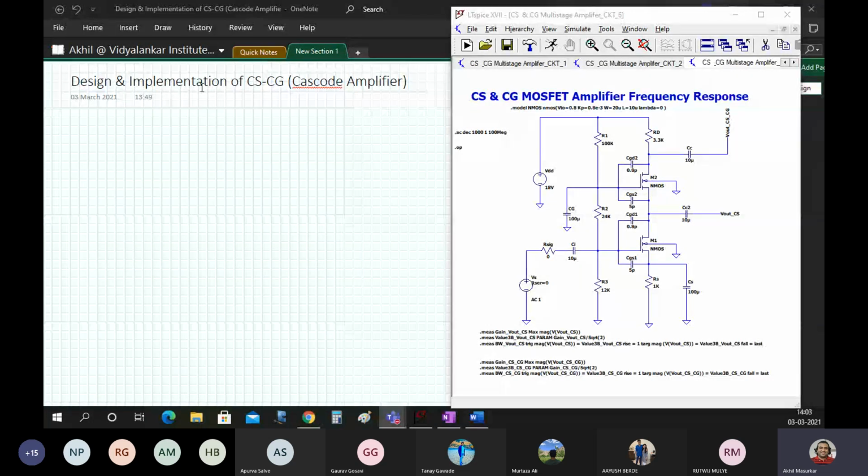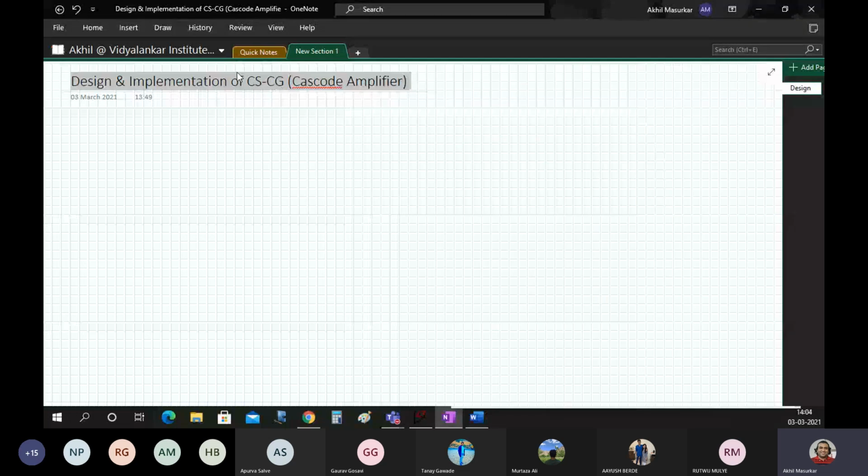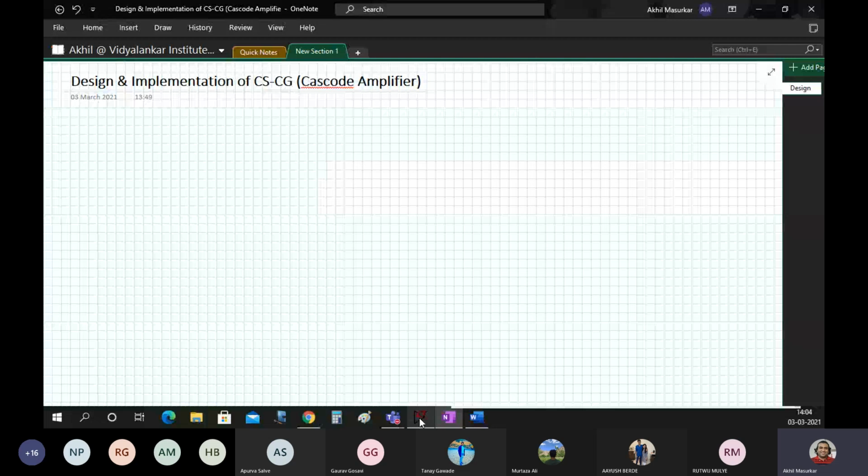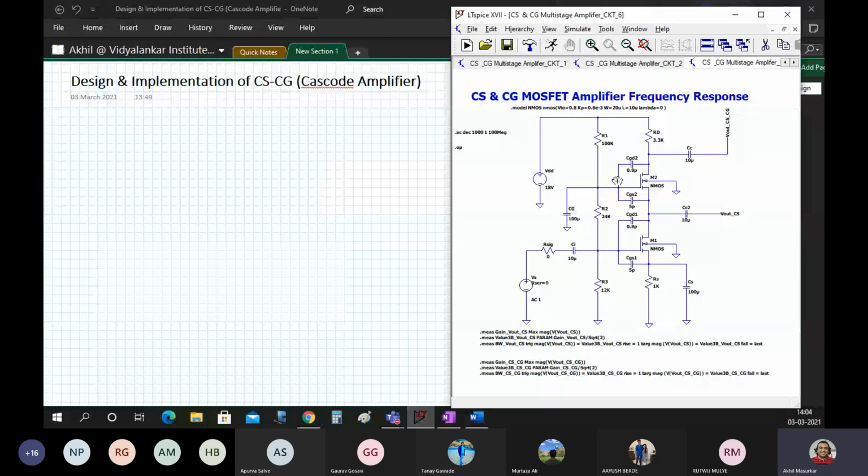So there was a very typical result that we saw that the CS-CG amplifier has over the general CS amplifier. That is something that we are going to see through today's lab, and then you will perform a similar analysis when we go ahead.